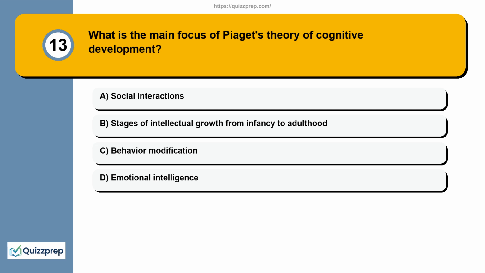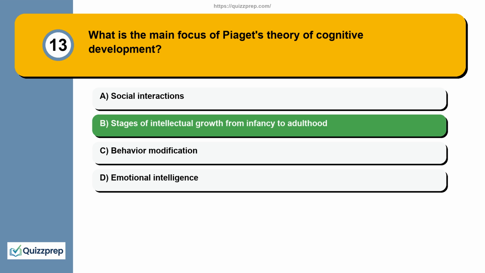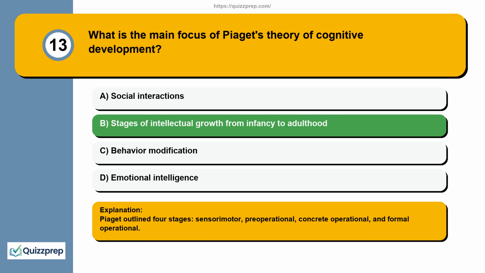The correct answer is option B. Stages of intellectual growth from infancy to adulthood. Explanation. Piaget outlined 4 stages: sensorimotor, preoperational, concrete operational, and formal operational.